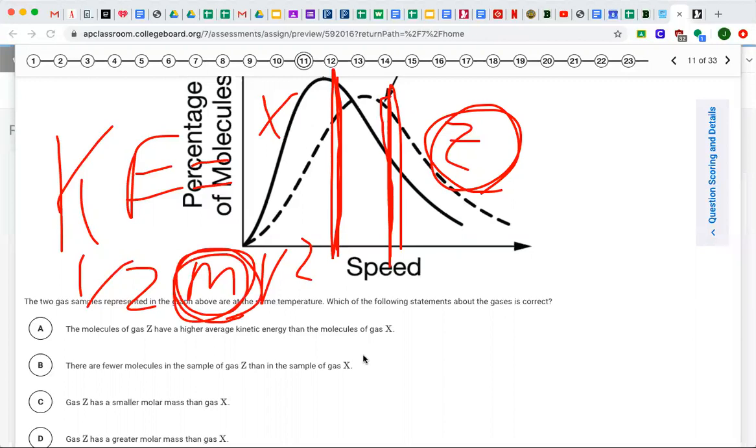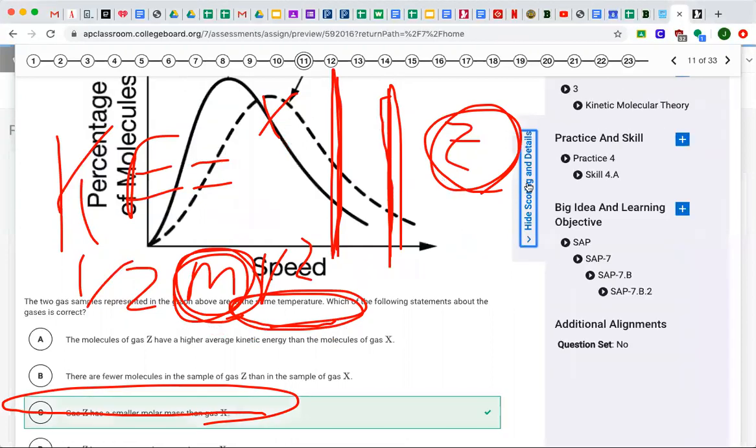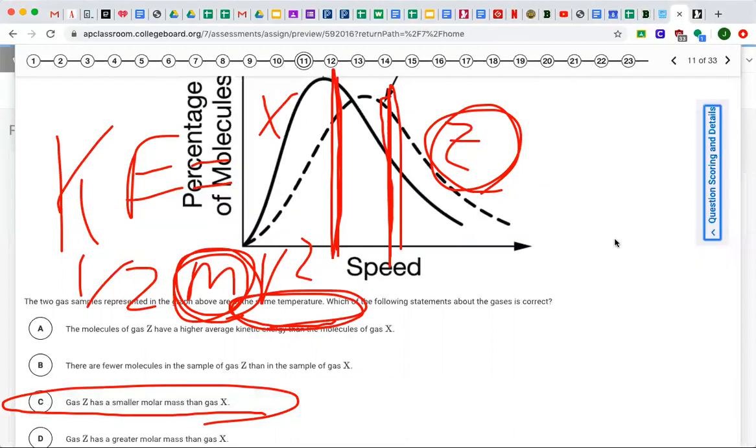So gas X is heavier than gas Z. Gas Z has a smaller molar mass than gas X. C, that's the correct answer. I thought it was going to be A. But then you realize they're at the same temperature, so you've got to rule that out. Temperature is the determinant of kinetic energy with gases.